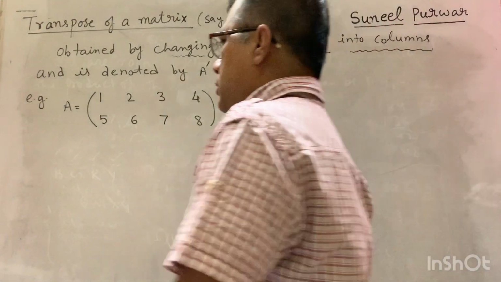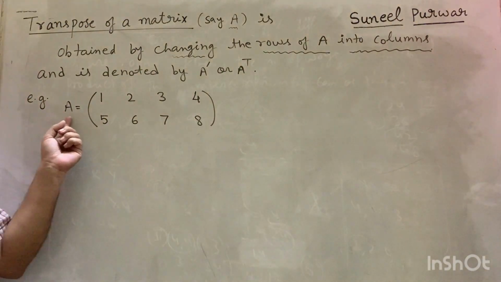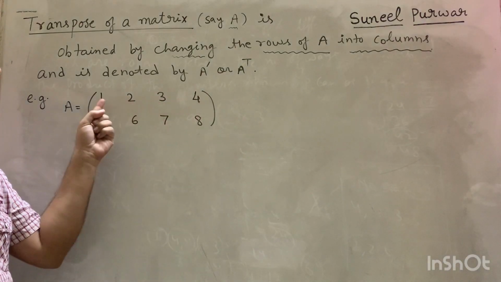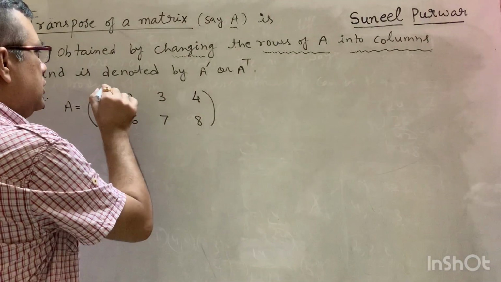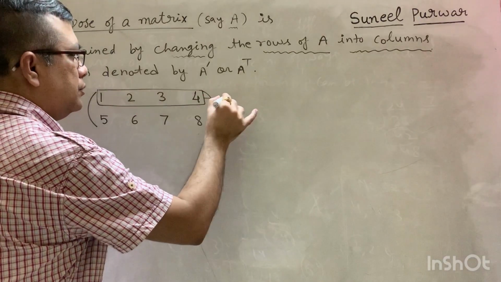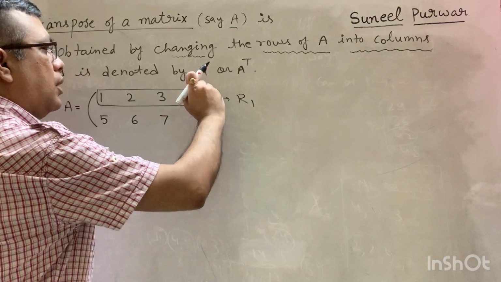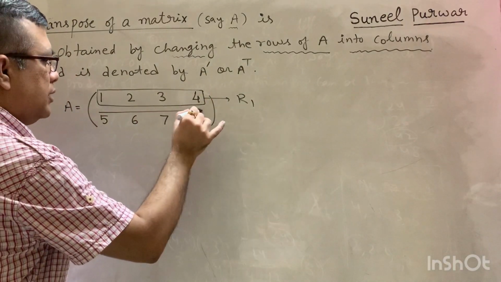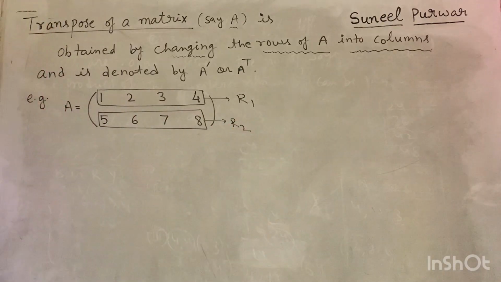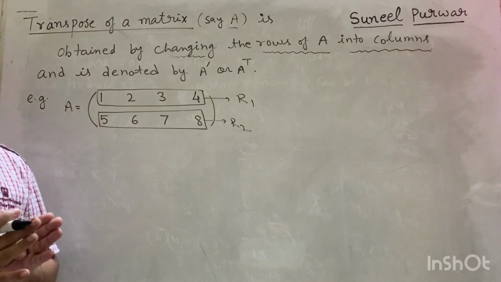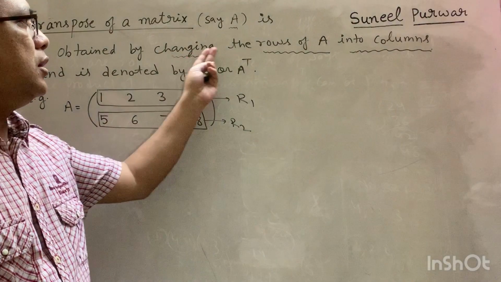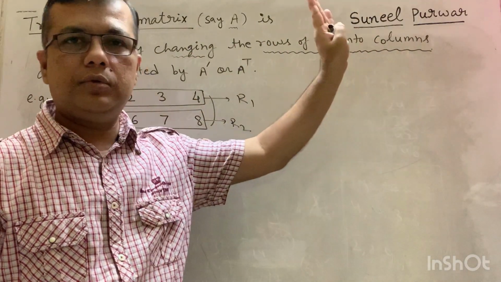Alright. So, for example, let me take this matrix A. First row: 1, 2, 3, 4. What are the elements of the first row? 1, 2, 3, 4. So this is the first row of matrix A. This is called a row, as you may be knowing, and this is the second row of matrix A. So as per the definition of transpose, you have to change the rows of matrix A into columns. So let's do it.